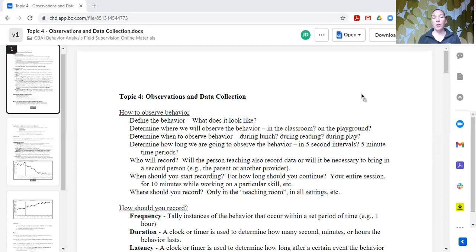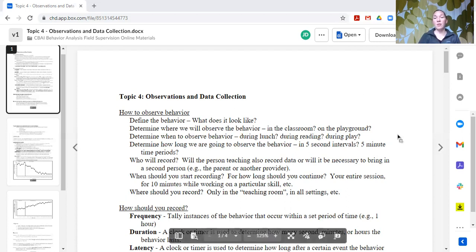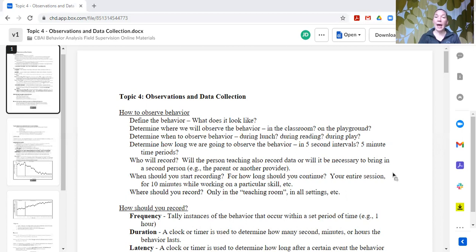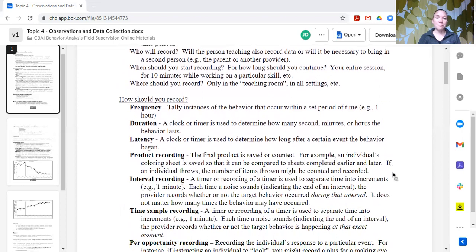You also want to determine where you're going to record the data. So not just where you're going to observe it, but are you going to record data across all of those instances, settings, or locations, or are you only concerned with the behavior when it occurs in a specific setting? These are all things that you want to plan out so that you are consistent in how you're conducting your observation and your data collection.